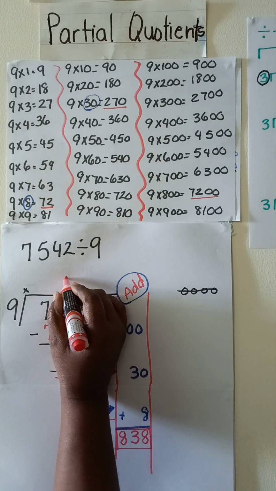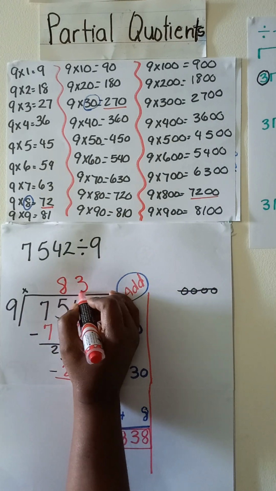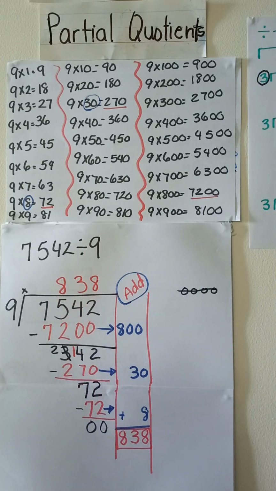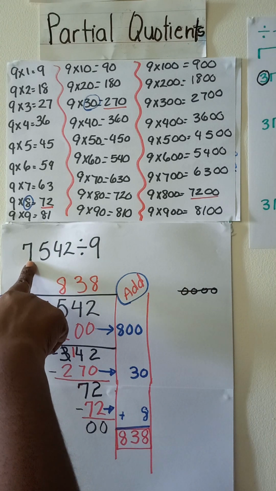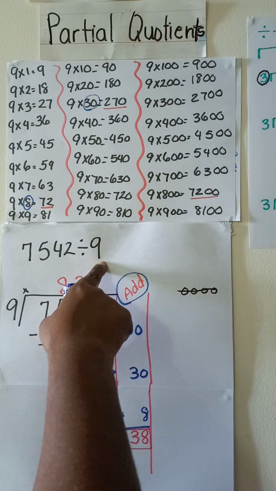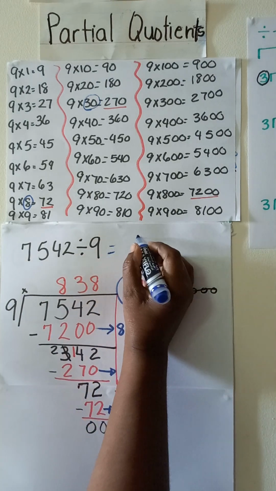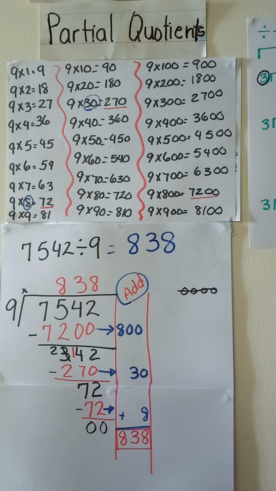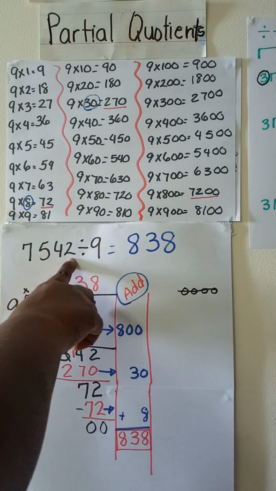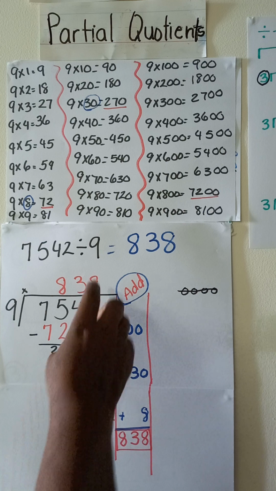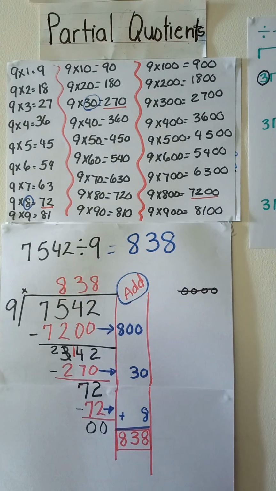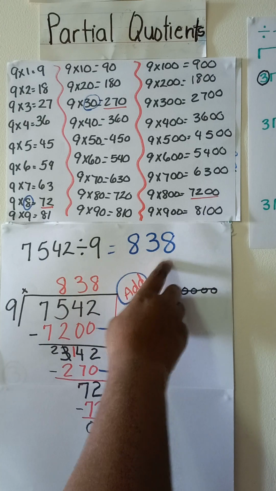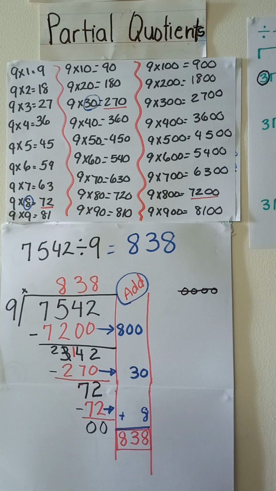Then I have to put my final answer in the quotient. So I'm going to put 838. So my answer to this is 7,542 divided by 9 is 838. So if I have 7,542 pencils, and there are 9 friends that I want to give them to, each friend would get 838 pencils. Okay? All right.